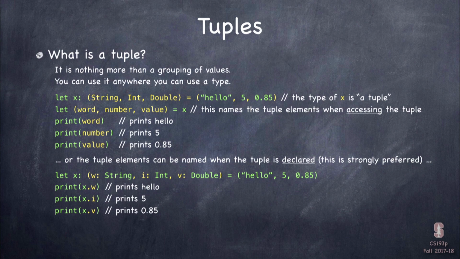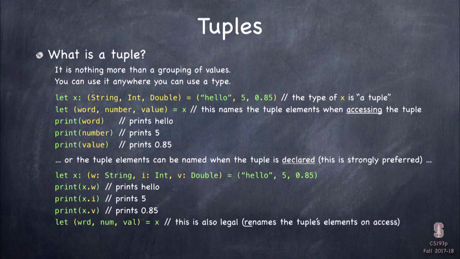Then, when I have X in my hands, I can get at W, I, and V using this dot notation, kind of like a var in a struct: x.w, x.i, x.v. So now I'm declaring the names when I declare the thing. And even if you do this, you can still redeclare the names to be something else by saying let (word, num, val) = X. It'll create those 3 local variables. So it's super flexible on the naming of those 3 things.